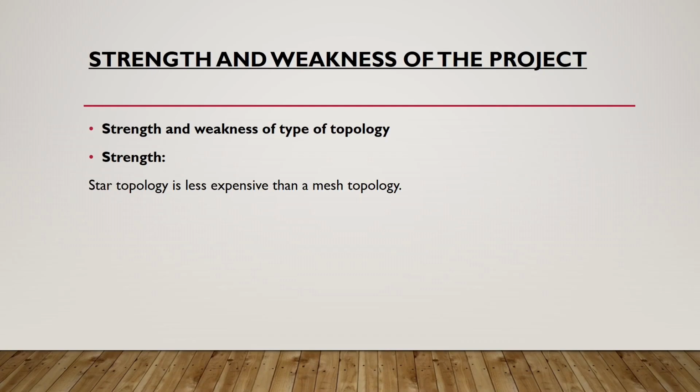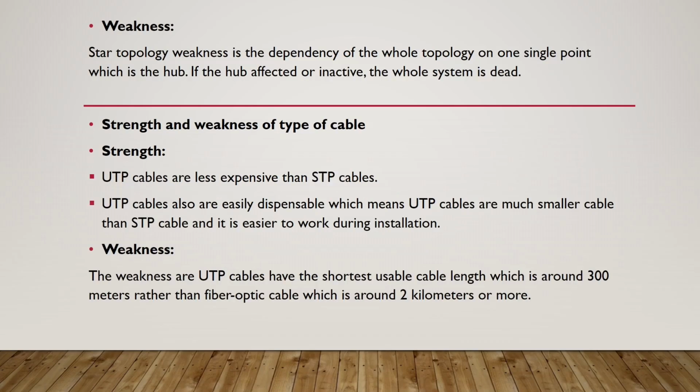Star topology also has another strength, which is robustness. For example, if one link fails, only that certain link is affected, but the other links remain active. Next, the weakness of the star topology is the dependency of the whole topology on one single point, which is the hub. If the hub becomes affected or inactive, the whole system is dead.